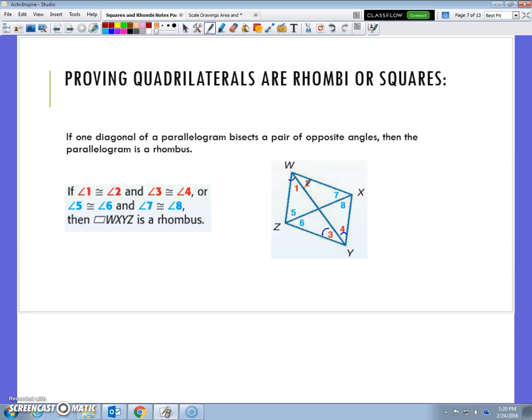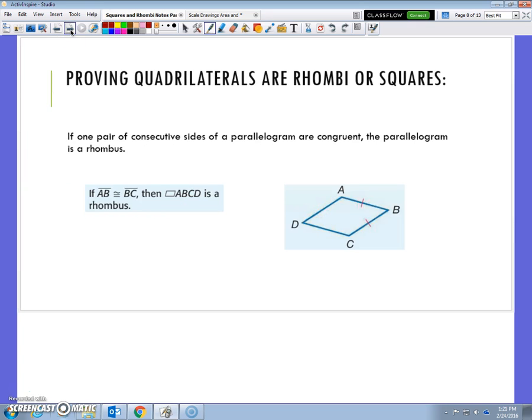Okay? Actually, I take that back. It has to happen on this guy. Its opposites need to be bisected, or if its opposites are bisected, one or the other, then it's guaranteed that it is a rhombus. Okay.